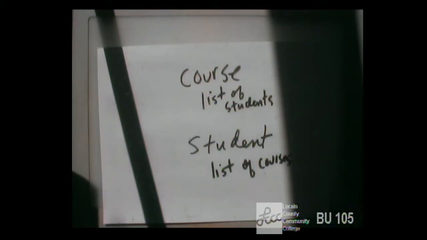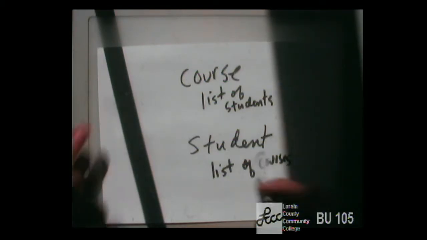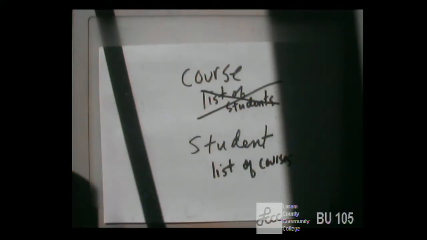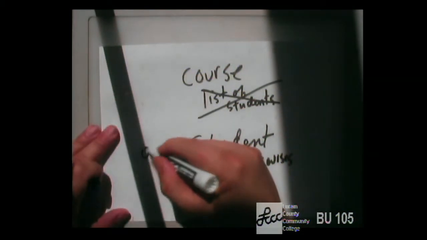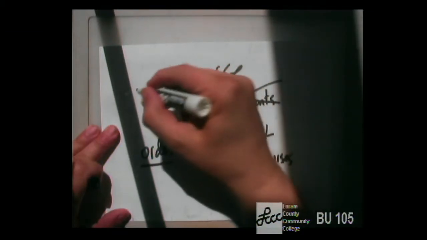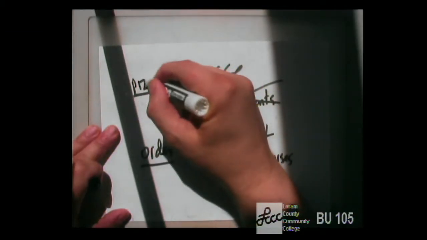So the way that this assignment is worded is based on the student. And therefore, if you're looking and you want to correspond the two examples together, the student example corresponds to the pizza example.